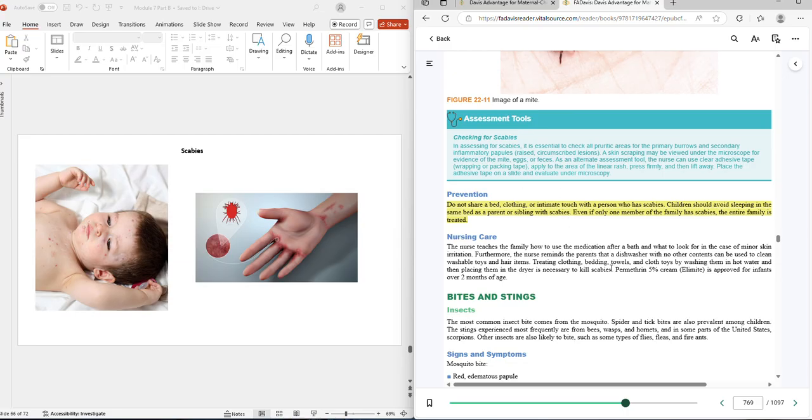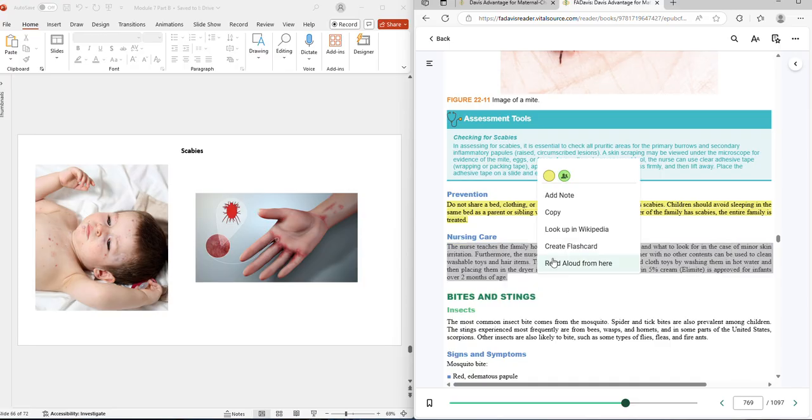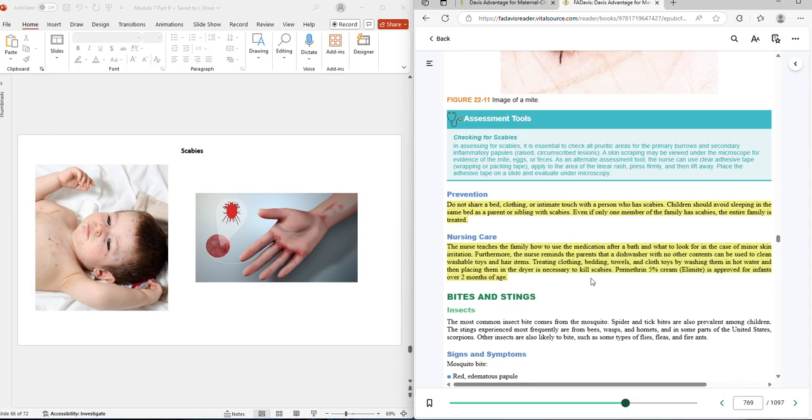Everything is treated: bed, clothing, towels, toys. I advise them to throw out all the stuffed animals and all the pillows, if they can afford to do that, because the mites just stay there. So, of course, Winks and Lollipops, you need to know the prevention and the nursing care, okay? That you're washing everything in extremely hot water, as hot as their water will go.